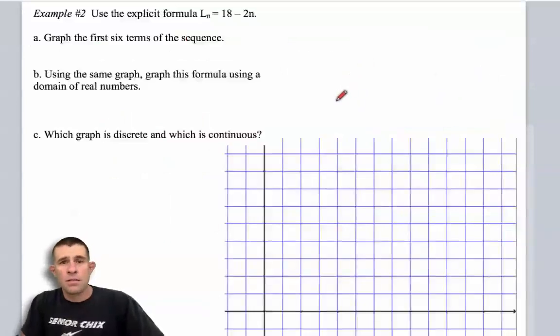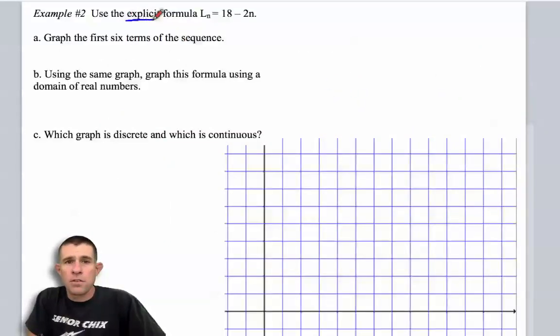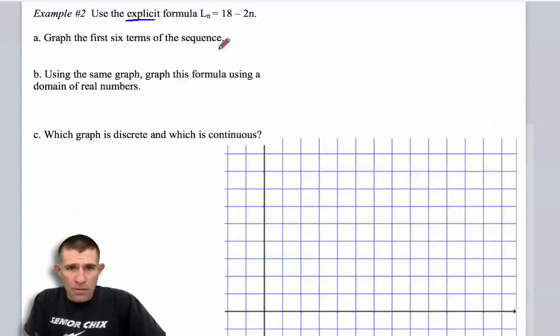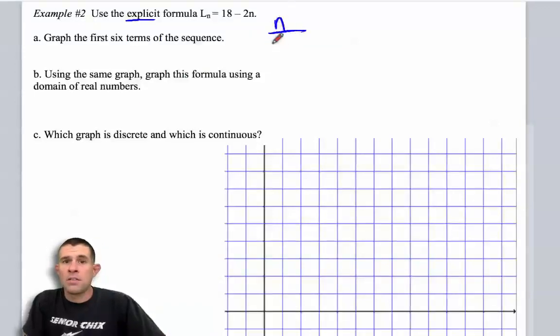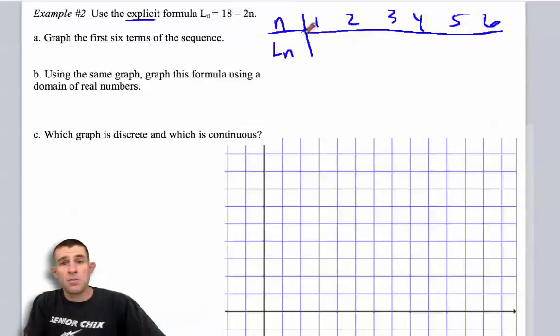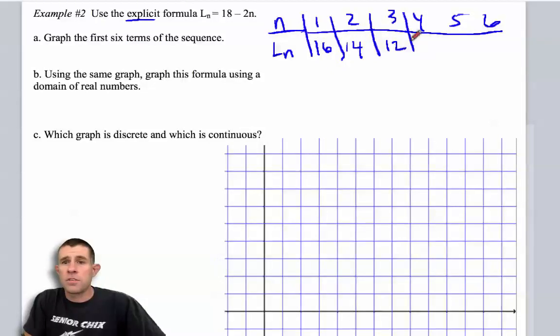All right, let's take a look at example 2. We are asked to use this explicit formula, L sub n is equal to 18 minus 2n, and we want to graph the first 6 terms. So let's go ahead and find out what those first 6 terms are by doing n and L sub n. We have 1, 2, 3, 4, 5, and 6, and we're starting off with 18 minus 2 times 1. Well, that's going to give us 16. It looks like our slope here is just going to be -2, so we're going to go down by 2 each successive term.